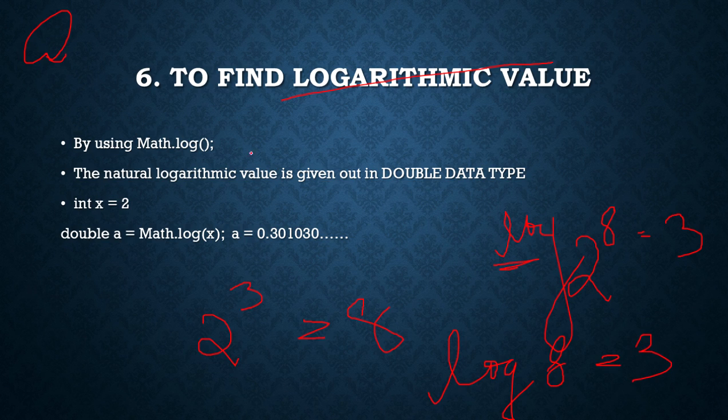For our 2021 examination, the logarithm chapter is removed from maths. That is why we may not be able to understand this topic. We use math.log. It gives the natural logarithmic value in double type. For example, if we take 2, what is the log of 2? 0.30 dot dot dot.